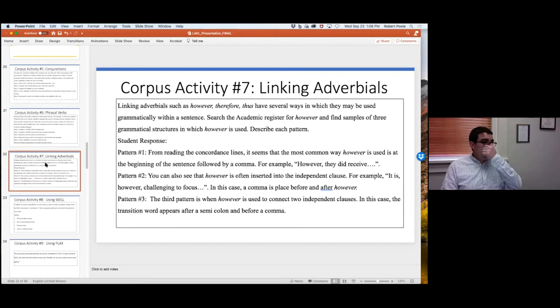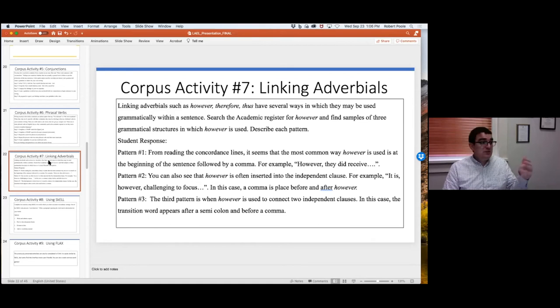Again, this search would probably come further along in the term, as students are understanding how to formulate their own guidelines. Linking adverbials, however, therefore, can be a bit complex to properly punctuate. There are generally three different patterns for how they are punctuated grammatically. So do some searches. Can we work out some patterns?